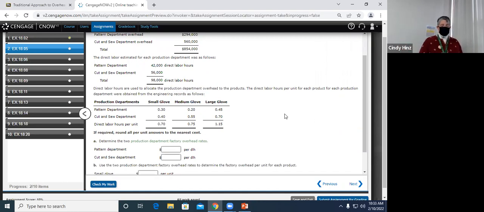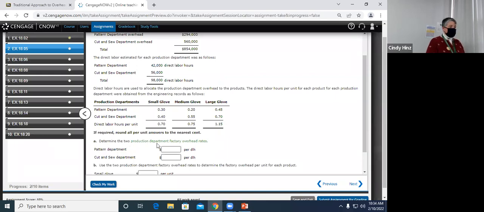So we did what you might hear referred to as a time and motion study. The engineering folks actually looked at how this worked, formulated the ideal production, and determined how much time each of the gloves should spend in each of the departments in terms of the direct labor.